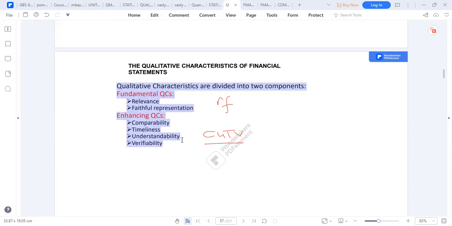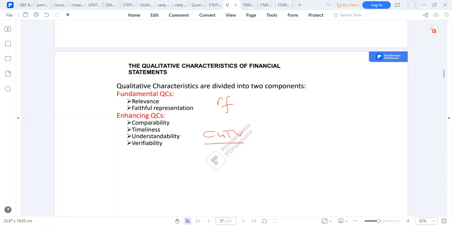Now, what does it mean when we're discussing relevance? What does it mean when we're discussing faithful representation? Okay, so this is how you need to explain or expand these ones. When you're dealing with the qualitative characteristics, these usually play a very critical role in financial reporting, especially when it comes to decision making.